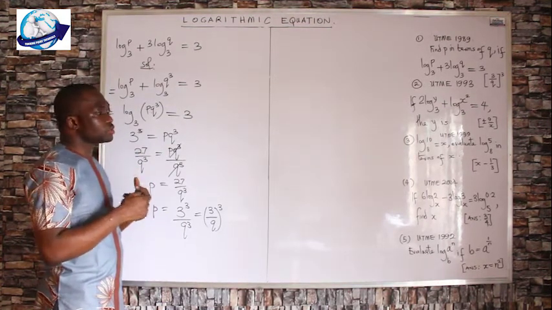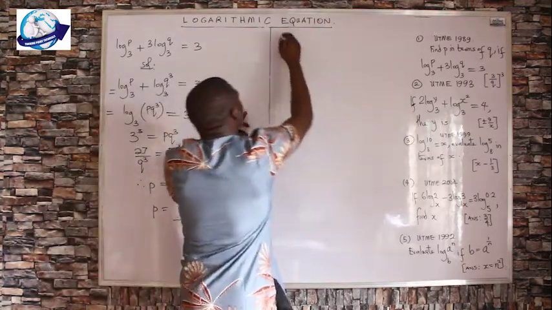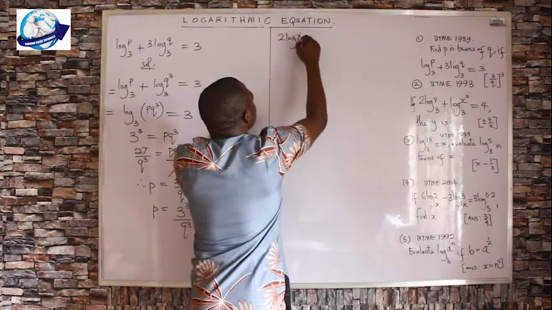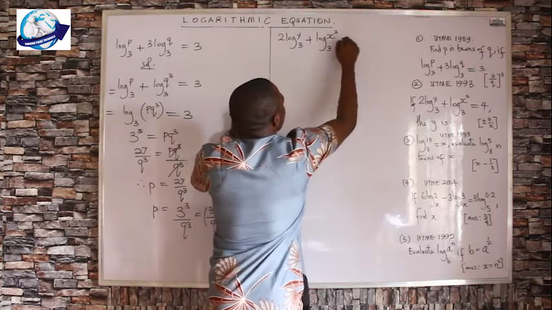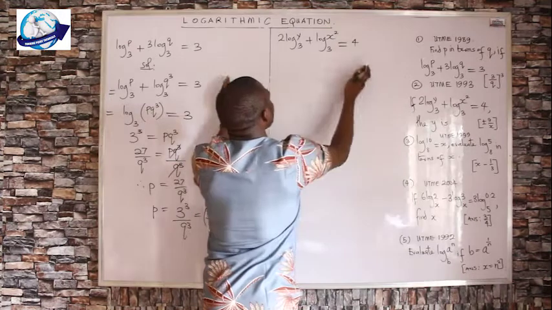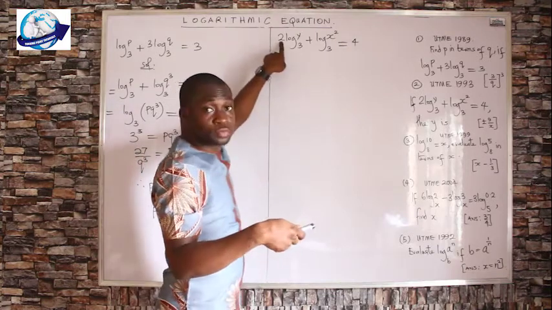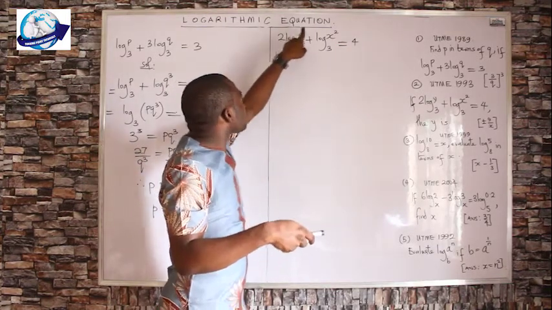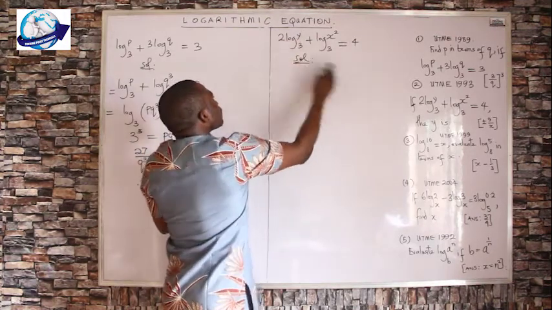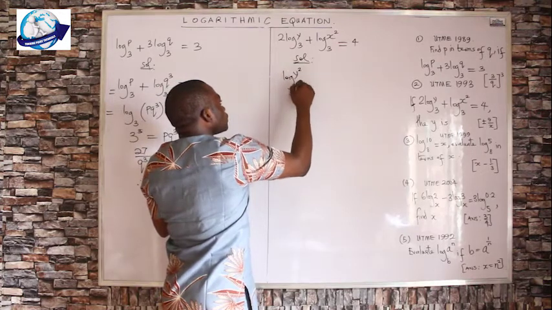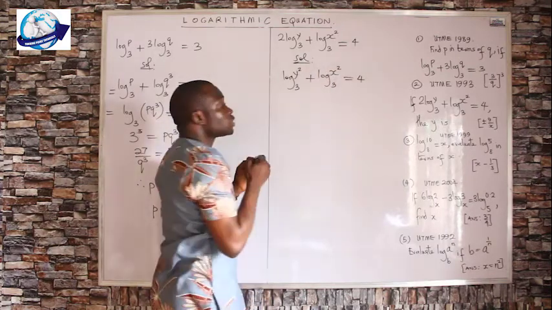In UTME 1993, the same process, but different formats here. We're having 2 log y base 3 plus log x base 3 raised to the power 2 equals 4. You should take this 2 as a power. So you want to write it as log y raised to the power 2 base 3 plus logarithm x power 2 base 3 equals 4. I think this is very nice now.